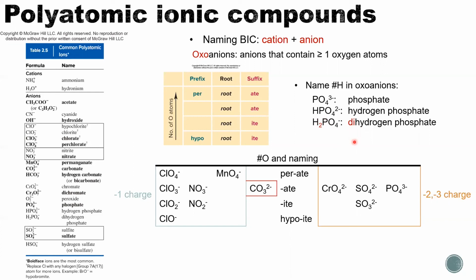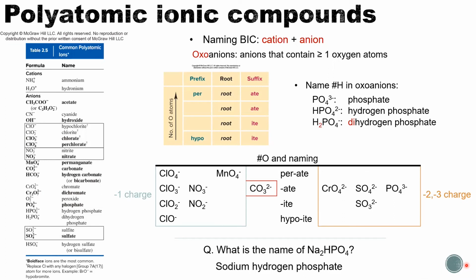All right, let's take a look at the question. What is the name of Na2HPO4? After you look at this question, immediately you should alert yourself that there is HPO4, which is a polyatomic ion. So you need to name this compound following the polyatomic ion rules: the name of the cation and the name of the anion. Sodium, and HPO4, what's the name of it? Sodium hydrogen phosphate. So that is the name.